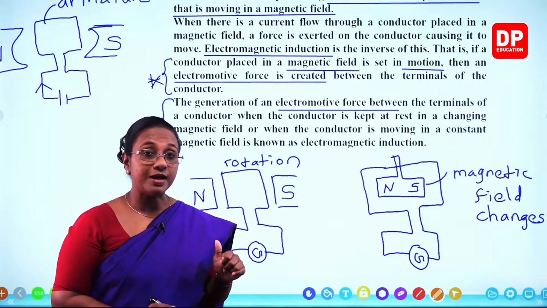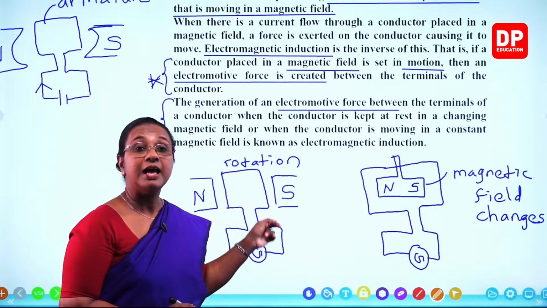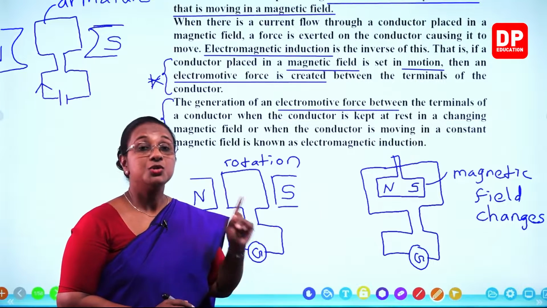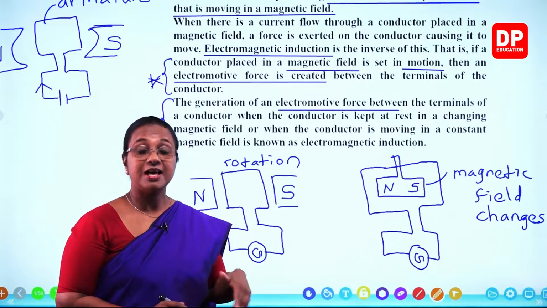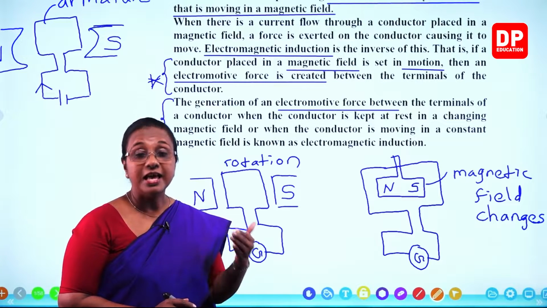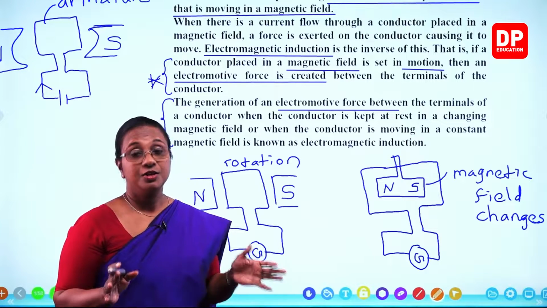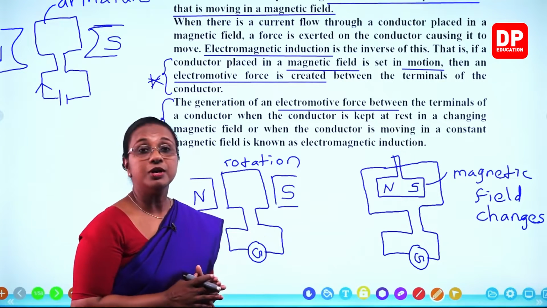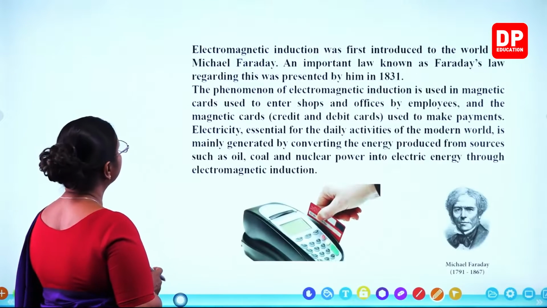So, what you need to understand is that there should be a magnetic field and there should be movement so that the magnetic field lines vary. There is a change in the magnetic field lines. Then only there will be electromotive force generated. So, we will discuss that in more detail after this. With that, I am going to move on to the next slide.